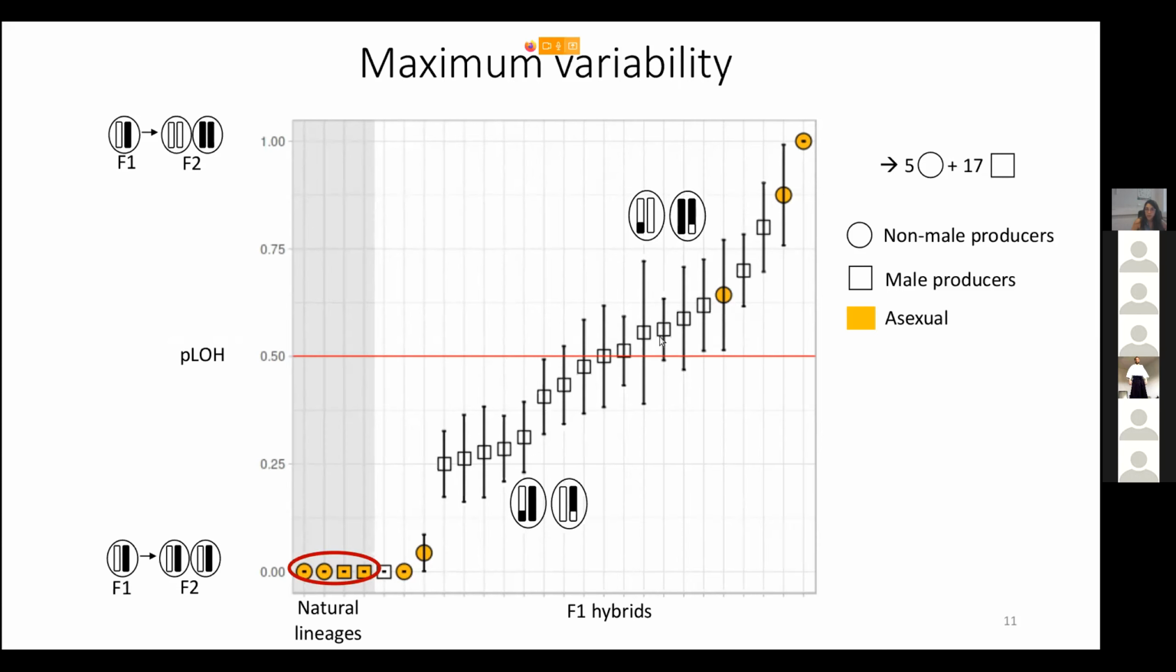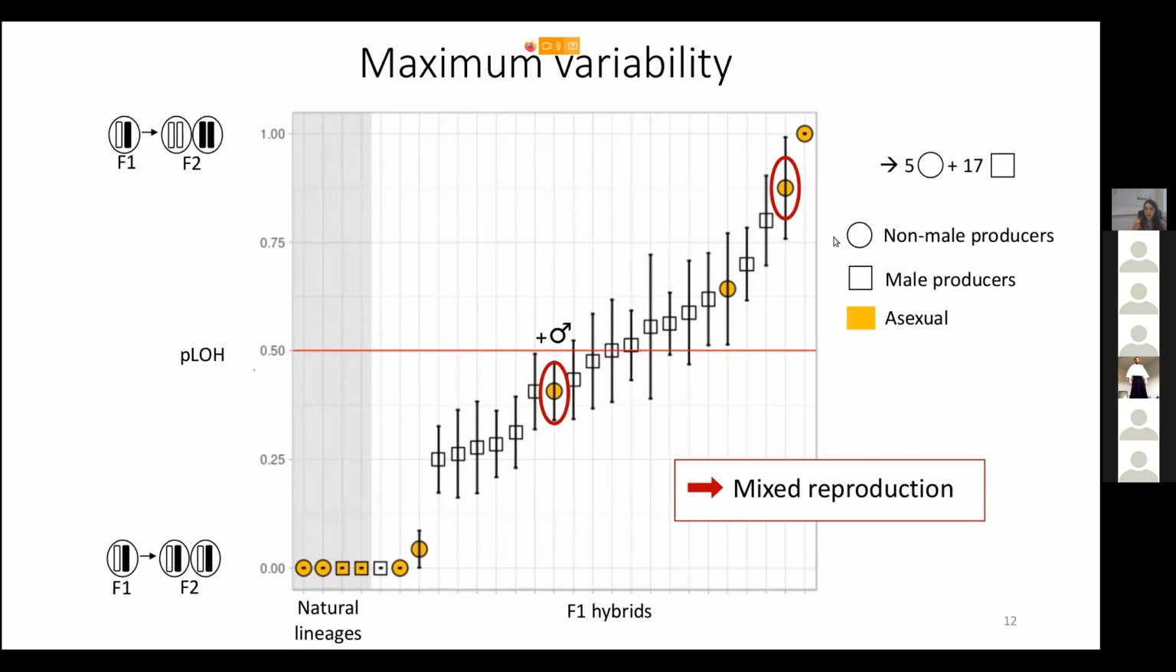On top of that, we know that at least a part of this F1 non-male producer in circles are capable of doing both. They are capable of producing offspring asexually, but when we add males to them, they can mate with them. So this was checked with paternity tests, and this also leads to some loss of heterozygosity rate averaged over all the offspring, something more toward 0.5, because we have now a mixed reproduction, which was never found in Daphnia before.